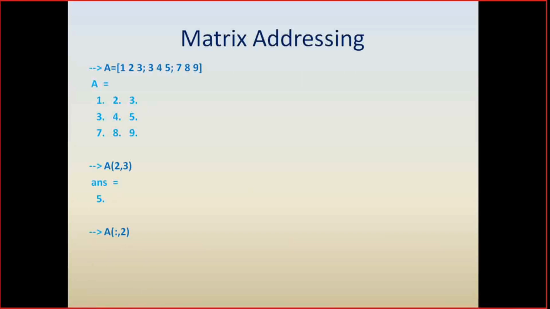Now I want to fetch the second column of the A matrix. So I give A(:,2), and now I am able to get the second column of the A matrix. Now I am going to get the second row of the matrix, so I am giving A(2,:), and I get the second row of the matrix.